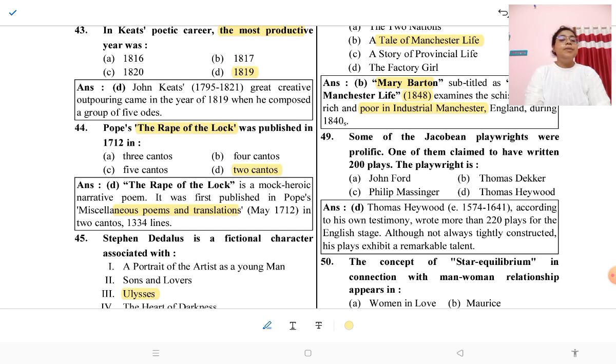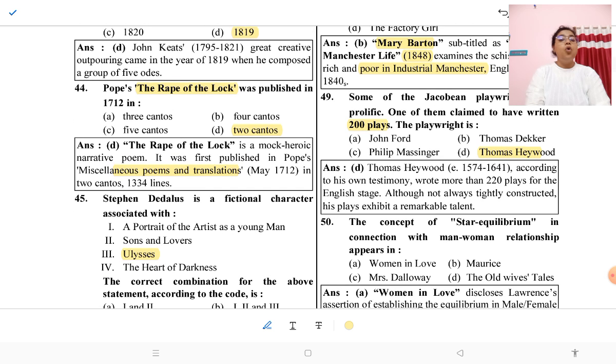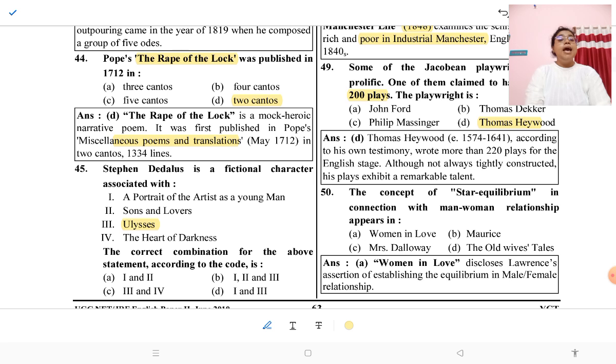Some of the Jacobean playwrights were prolific. One of them claimed to have written 220 plays. The playwright is Thomas Heywood. Thomas Heywood was born in 1574 and died in 1641. According to his own testimony, he wrote more than 220 plays for the English stage, although not always tightly constructed, and his plays exhibit a remarkable talent.